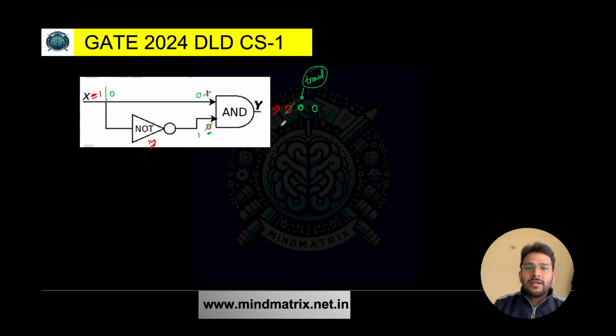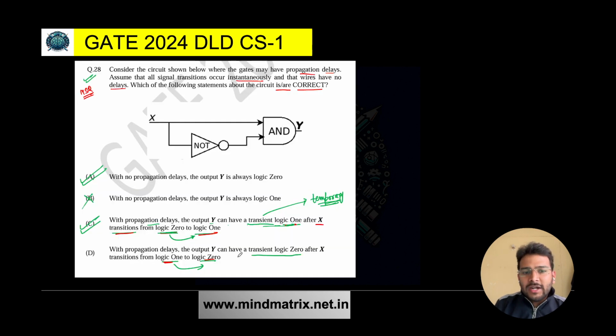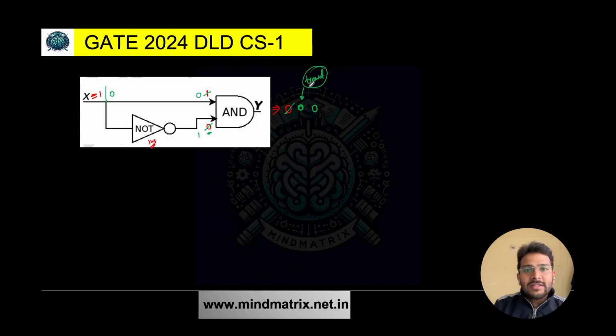Now carefully see, here it is saying output Y can have transient logic 0. Is it transient? No, because initially it was 0. Then when you change the value of X from 1 to 0, then also it was 0. And then after considering this delay, finally you are also getting 0. So is it transient? No, it is permanent.